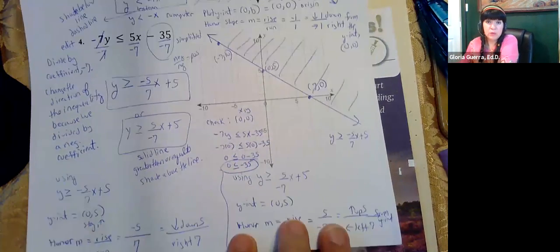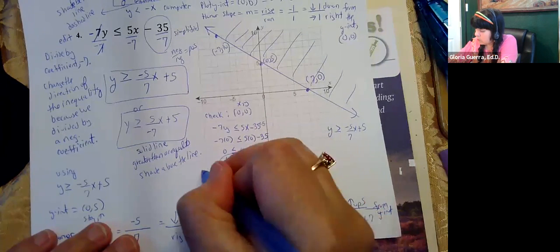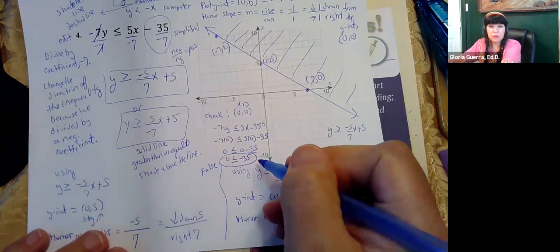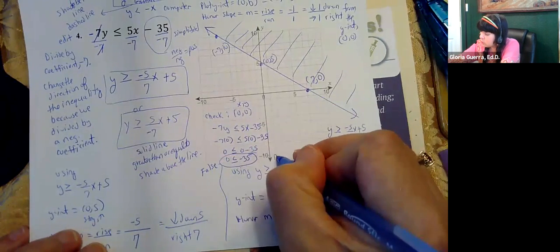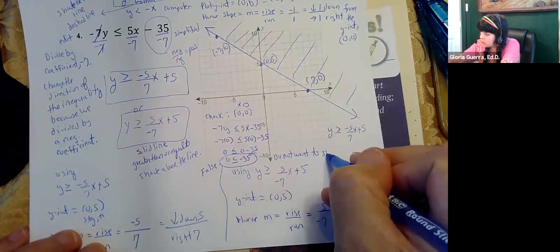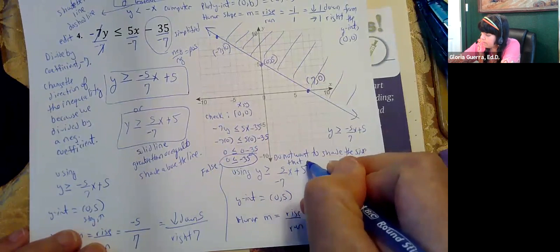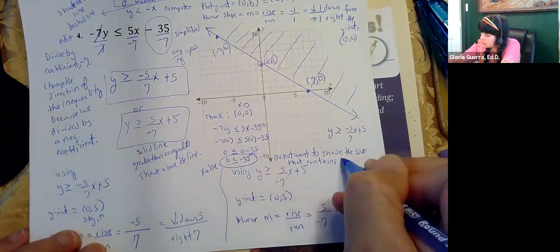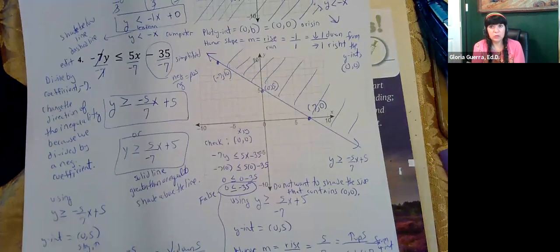Is that true or false? 0 is less than or equal to -35. That's false. And 0 is not smaller than a negative number. Okay, it's false. So because it's false, you do not want to shade the side that contains 0, 0. You don't want to shade the side that contains 0, 0 because it gave you something that's false. You only want truth. Okay.